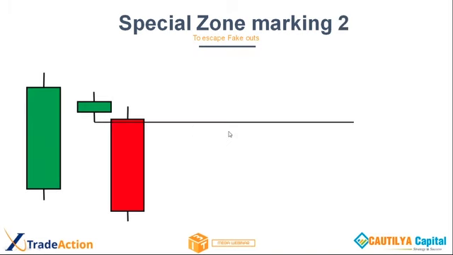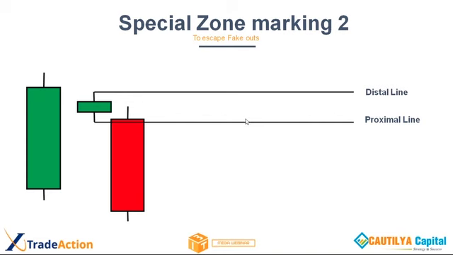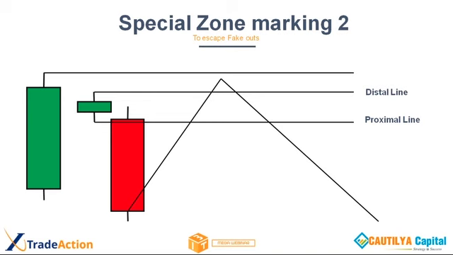Now, let's see the second one. Again we took the base, we formed the proximal line and we formed the distal line. Price goes up, breaks it and comes back. Why? Because the high of the base is not the high of the reversal. In this particular V reversal, where is the high? The high is the high of the green candle. So that should be the distal line and not the existing distal line.